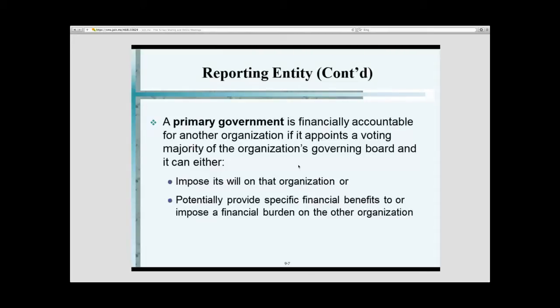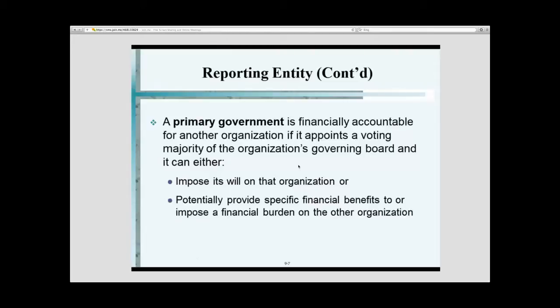Okay? So in some cases, that does happen, where the state has the power to financially take it over, but also in other ways take control over that. So again, these are the tests. If you can appoint the board, obviously, right? Or you can impose your will through that. And the second is that where you can potentially provide specific financial benefits or impose a financial burden on the other organization. What does this mean?